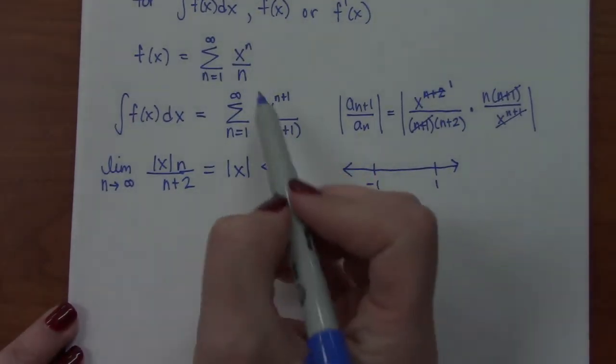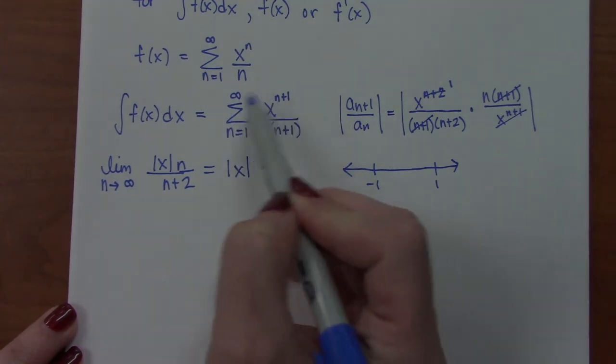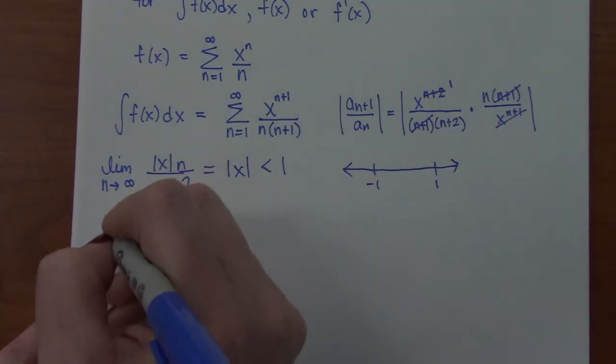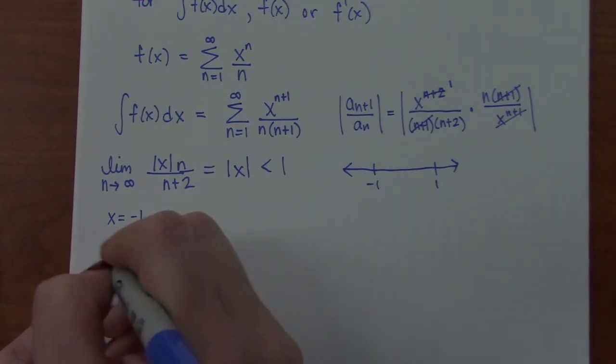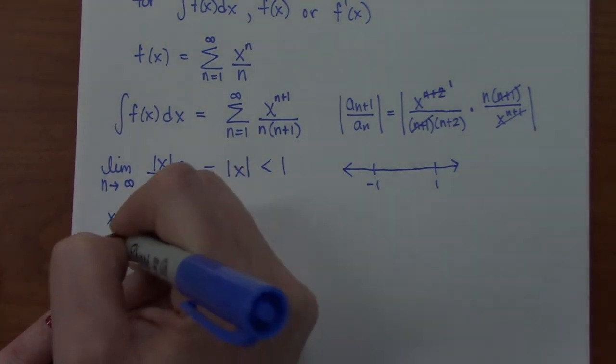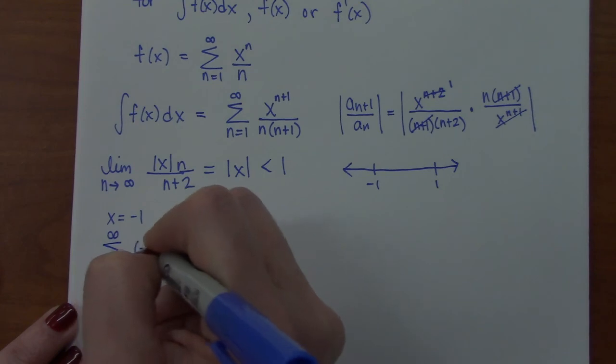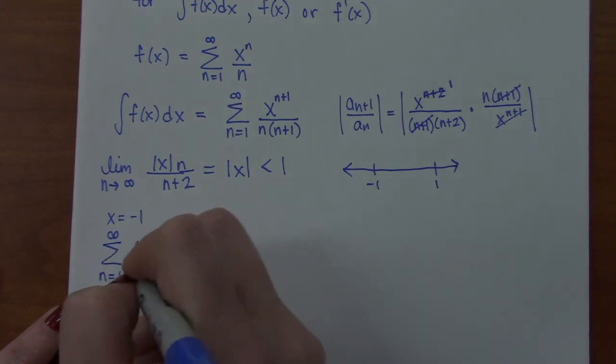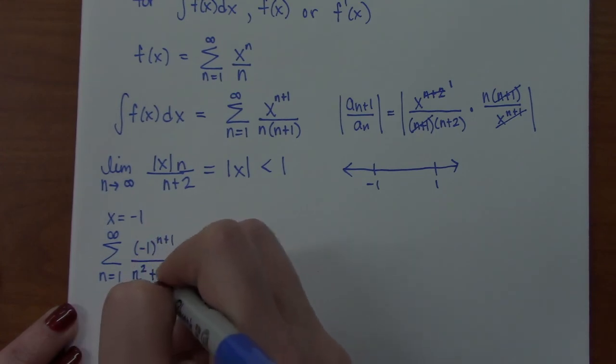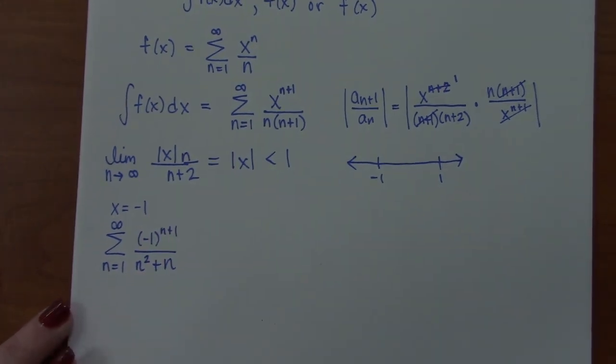So when we plug in, remember we're testing the new series we made. So when x is -1, we get -1 to the n plus 1 over n squared plus n. The reason I distributed the n in the denominator is I wanted you to be able to see the highest power of n. Okay? So if you were going to compare this, doing limit comparison, what would you compare it to?